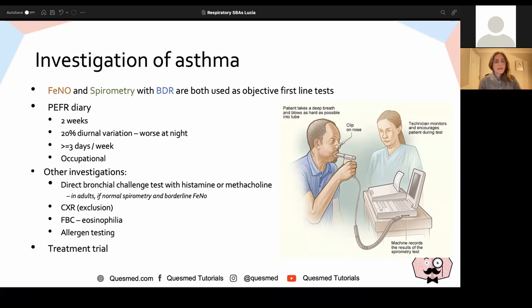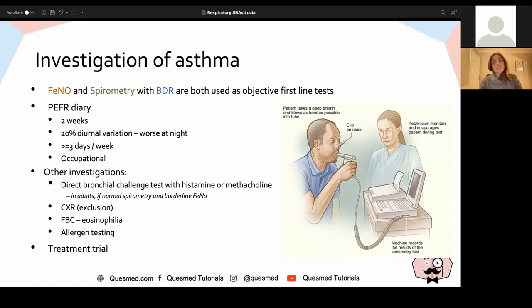Other things that you might want to check, you can do a direct bronchial challenge test. This is a bit more unusual. It's usually reserved for patients with a borderline phenotype when you're not sure. Spirometry is also not clear, but you still have a high suspicion of asthma. You might do a chest x-ray to make sure there isn't anything else going on.